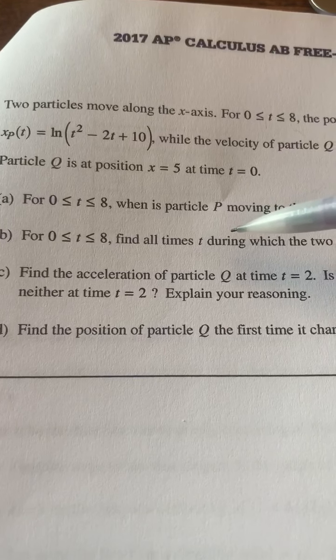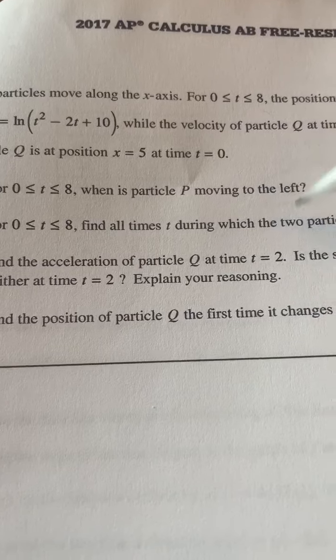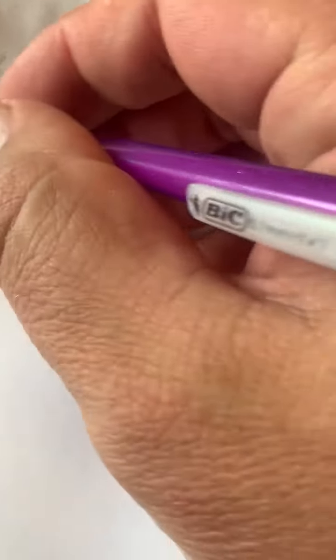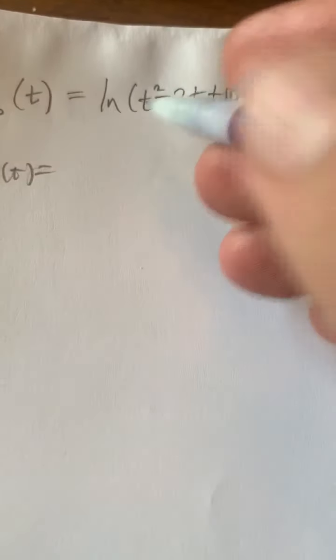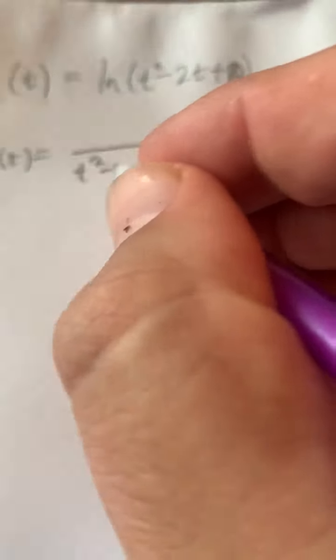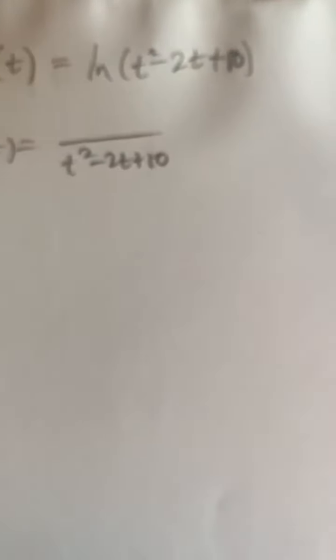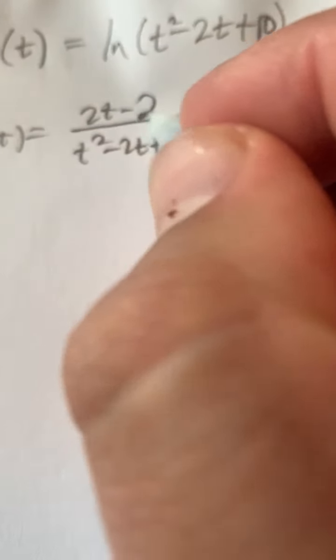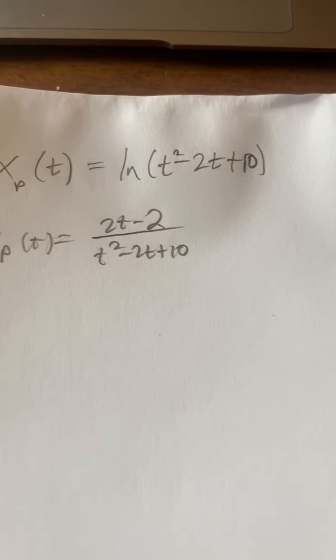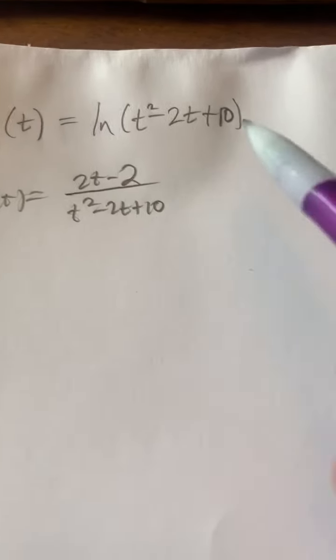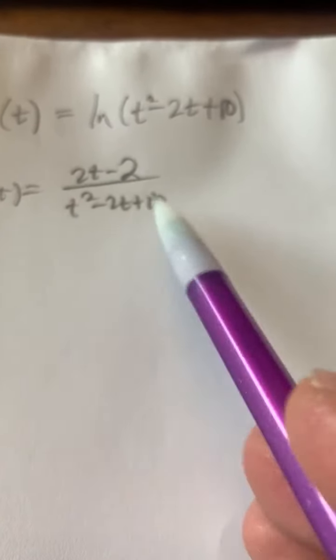Then it says part A, when is P moving to the left? Well, particle P will be moving to the left when its velocity is negative, so I'm going to find its velocity. So I'd handle the natural log first, so that gets me 1 over all of this stuff. And then I take the derivative of the inside, so I get 2t minus 2. And I want to know when it's moving to the left, so I'm interested in when first it's equal to 0. So I want to make sure it can't be undefined anytime here.